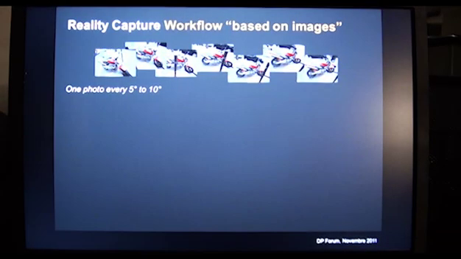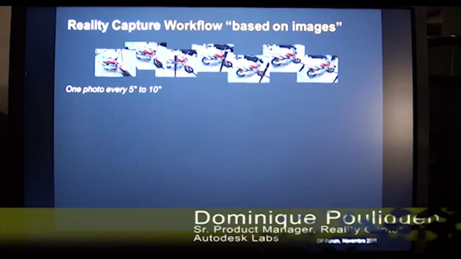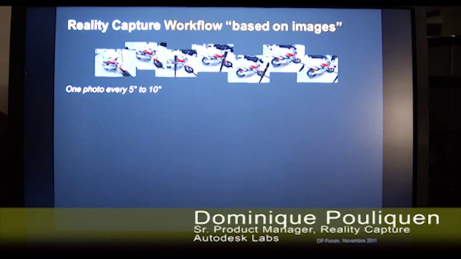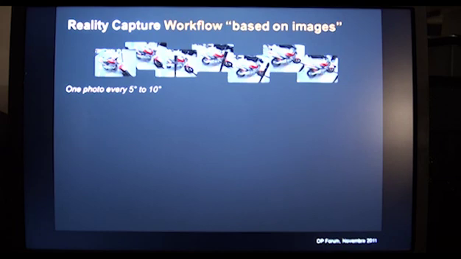This is a presentation of 123D Catch, which is Autodesk's reality capture solution based on images. Using photogrammetry, the idea is to shoot one picture every 5 to 10 degrees around an object or a scene. These pictures are shot with a standard camera.